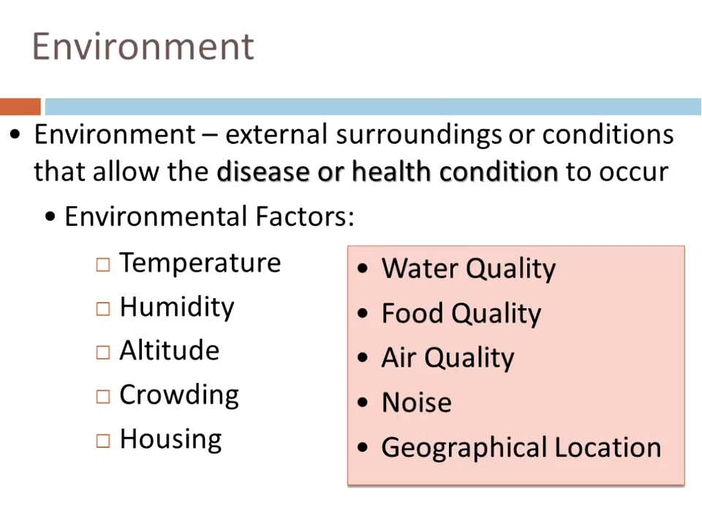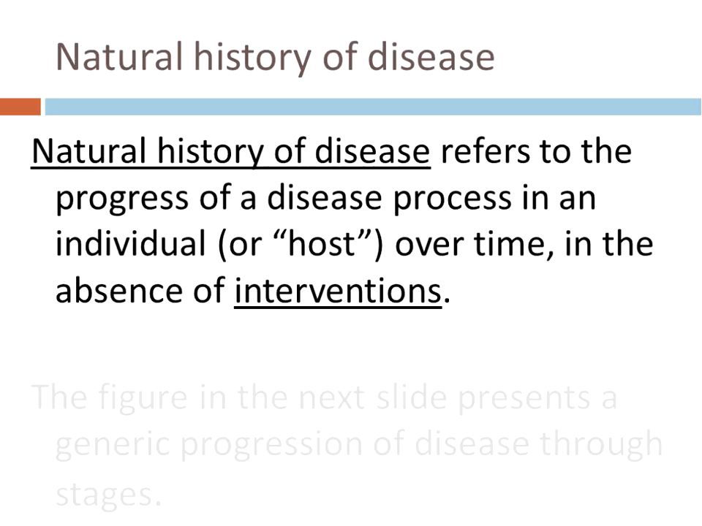And then your environment has to do with the outside or the external conditions which allow the agent to transfer from the host to the person, such as temperature, humidity, altitude, crowding, housing conditions, water quality, food quality, air quality, noise, again, geographical location. So these are all part of our triad.